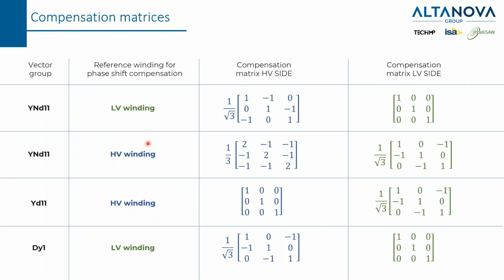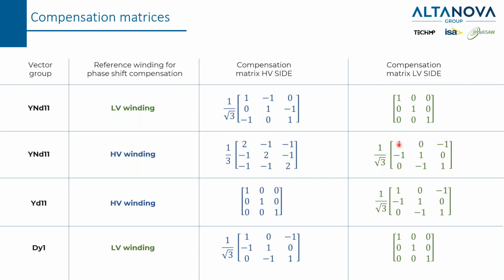This is another table that is trying to summarize the most common situations. In case of a vector group YND11, where the phase shift compensation uses the low voltage winding as a reference, the matrix to be multiplied to the YN side is this, because I have to apply a phase rotation. Vice versa, if the reference winding is the high voltage winding, then this is the matrix to be applied because I have to compensate the zero sequence.